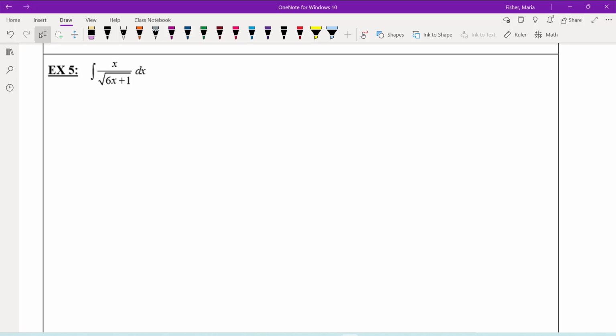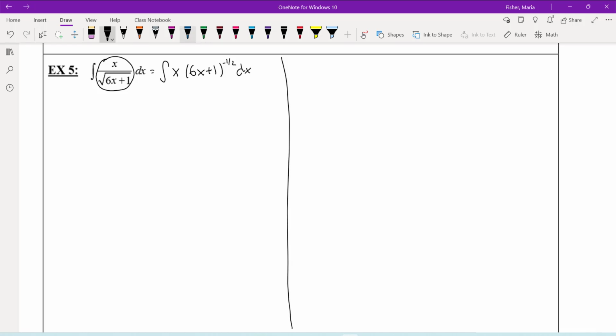First, let's do this by integration by parts. If I'm doing this by integration by parts, or even if I'm doing this as a change of variable, I'm still going to want to rewrite this guy. So if I rewrite this, this is going to be x times (6x plus 1) to the negative 1/2 dx. Now, doing this by integration by parts.